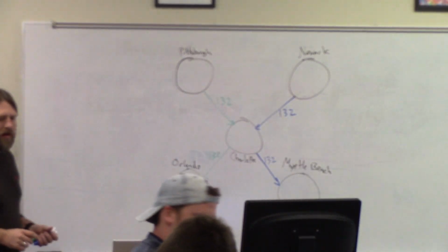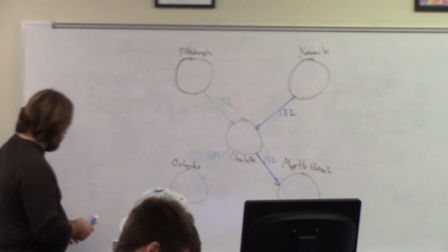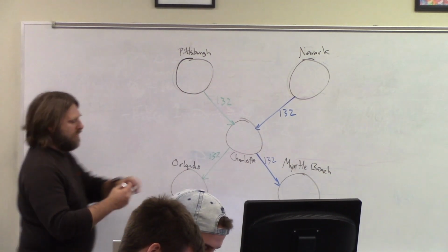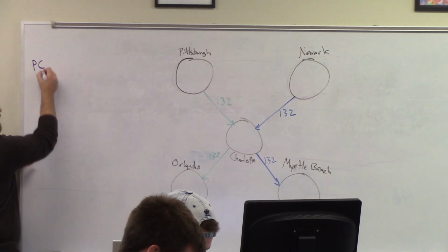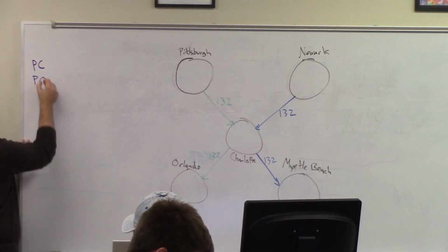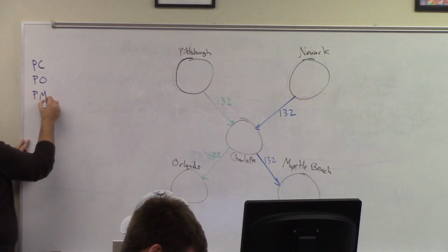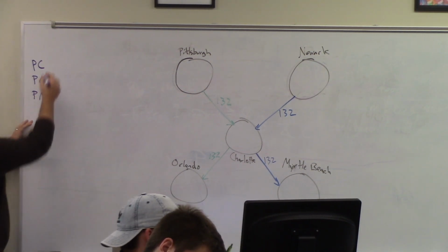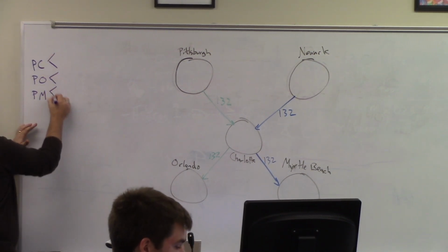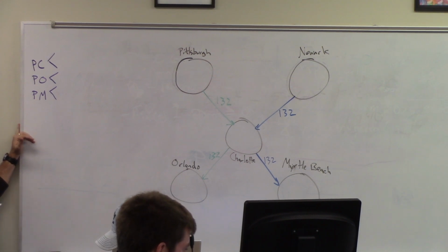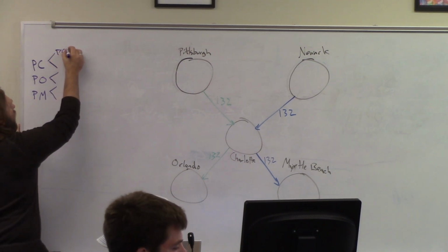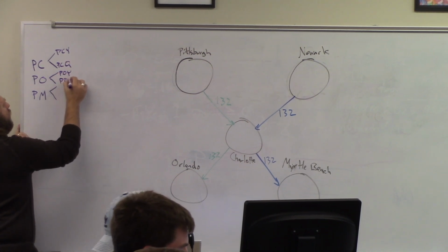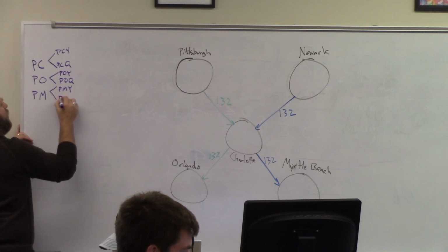Well, we have to look at what all the different flights are, right? So what flights could take this path right here? We got Pittsburgh to Charlotte, Pittsburgh to Orlando, and Pittsburgh to Myrtle Beach, right? Those are the 3 ways that could travel that way. And for each one of those, you have your 2 classes, right? I think your book calls them Y and Q, right? So you get PC, Y, PC, Q, PO, Y, PO, Q, and PM, Y, and PM, Q.